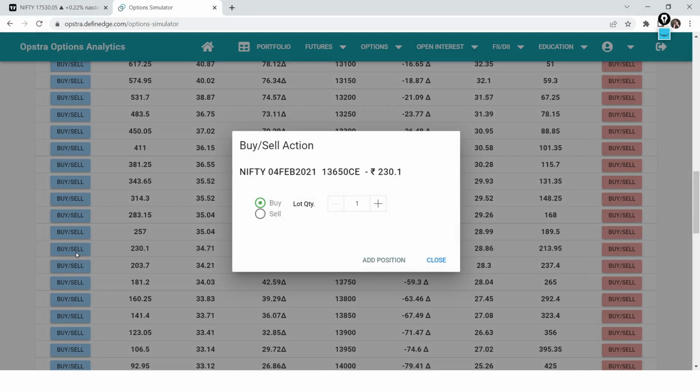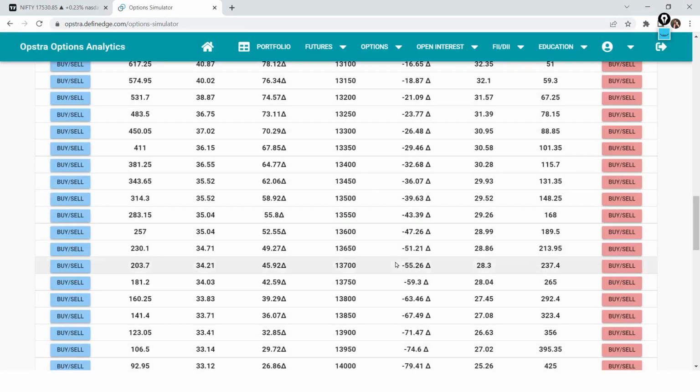Now, the good thing about this particular strategy is that you just deploy one single lot, and that's more than sufficient to give you a good amount of profit, right?